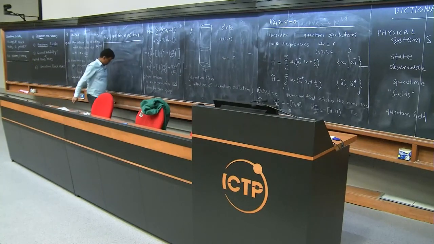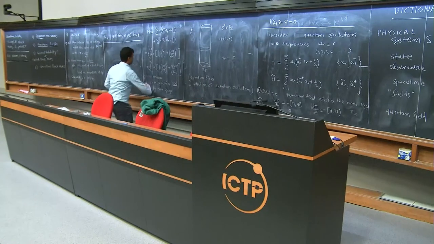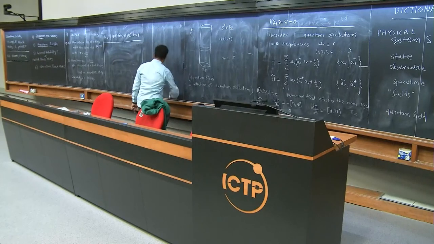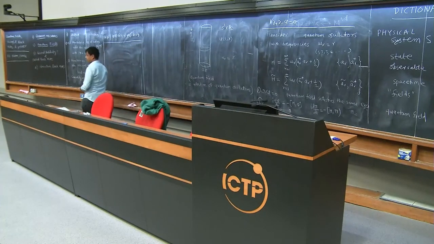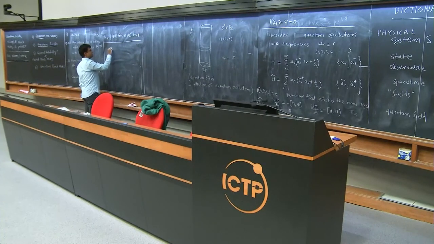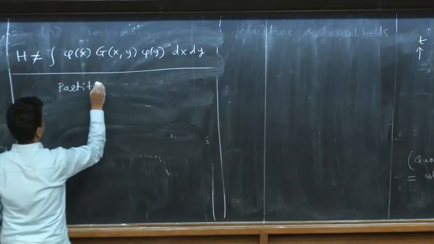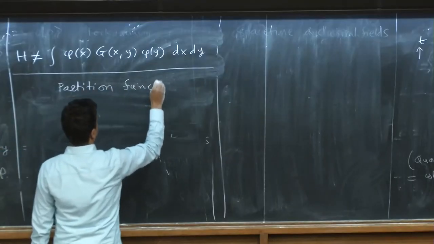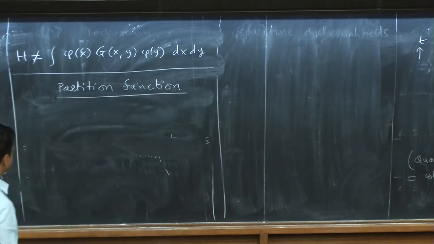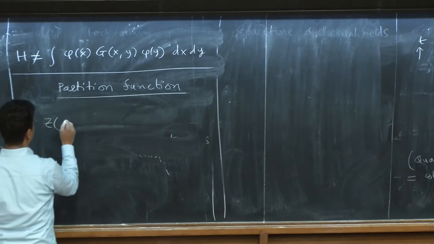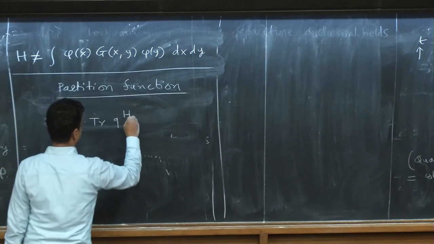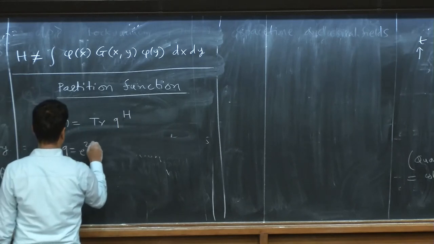Now I'm going to connect it to modular forms so that you can appreciate some of these things a little bit better. So you remember we introduced a partition function, Z of tau, or Q, sometimes I call it Q, sometimes I call it tau, where Q is e to the 2 pi i tau.